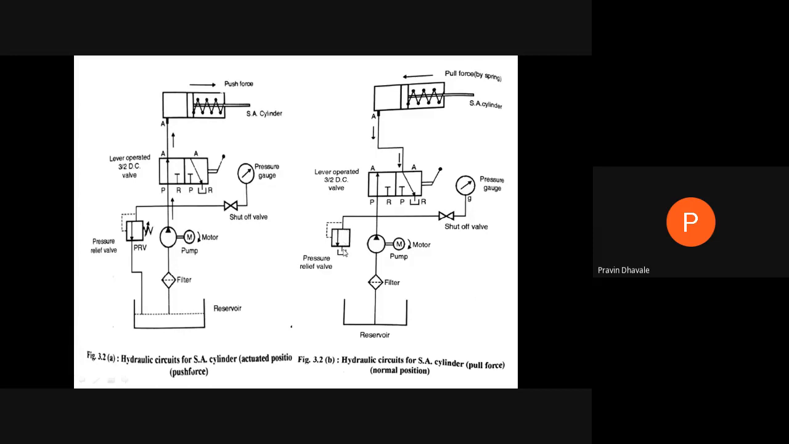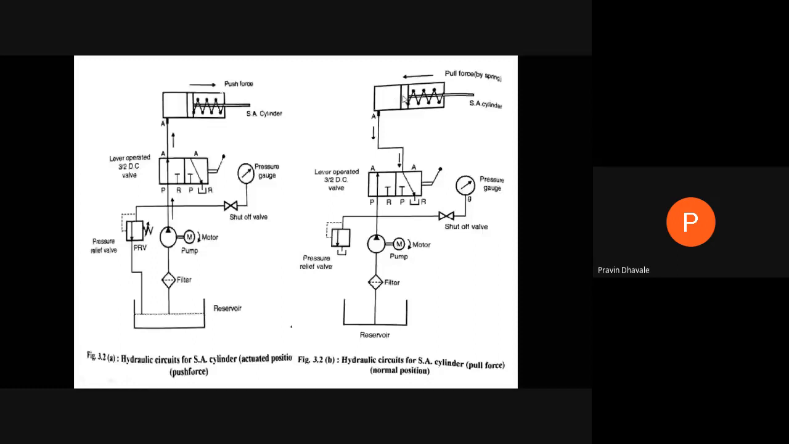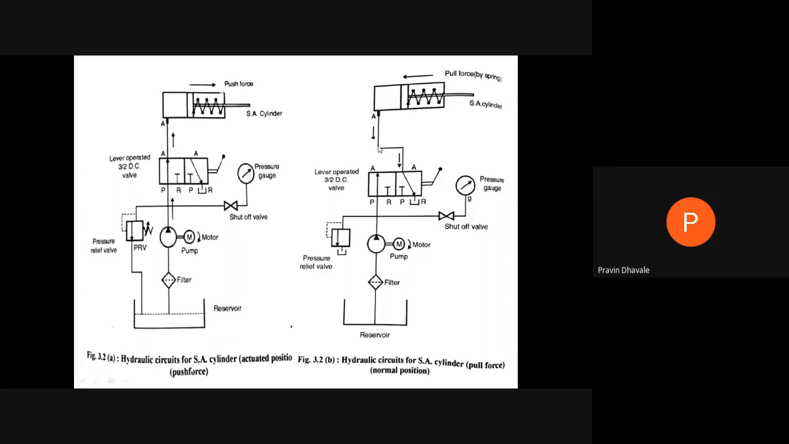And whatever fluid is present over here, because of the spring action, the piston moves in a backward direction. That is the pull force by the spring. So whatever fluid is present over here will go from port A to port R, that is the reservoir. This is the normal position or pull force of the hydraulic circuit we are using for a single acting cylinder. Are you getting this explanation regarding this diagram or simple hydraulic circuit?